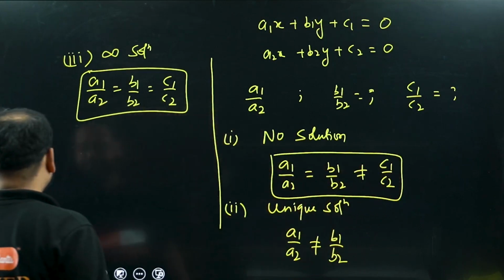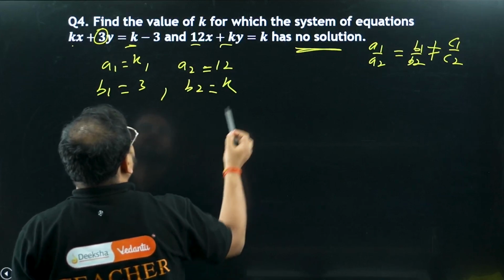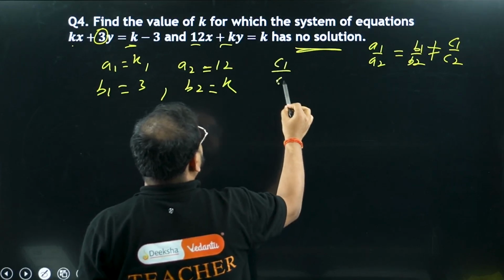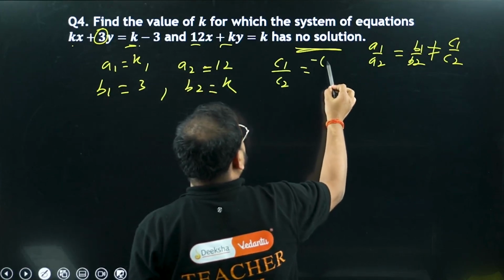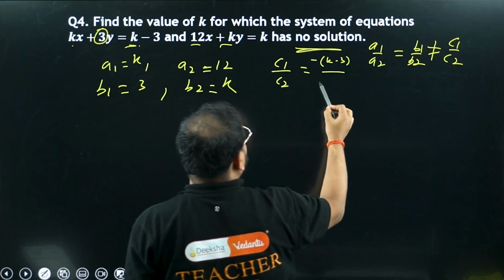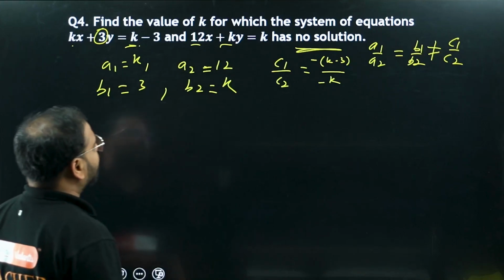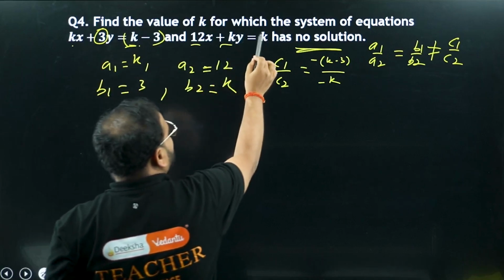Okay, now what about c1 c2 also? We have to find it out. c1 is how much? Minus k minus 3. What is c2? c2 is minus k, right? I have to bring this whole thing on this side, right? It will become negative only.